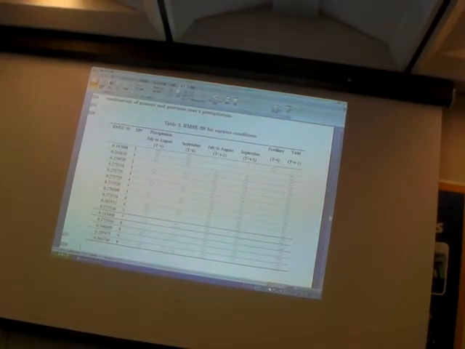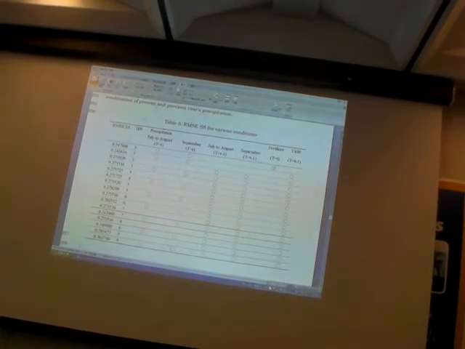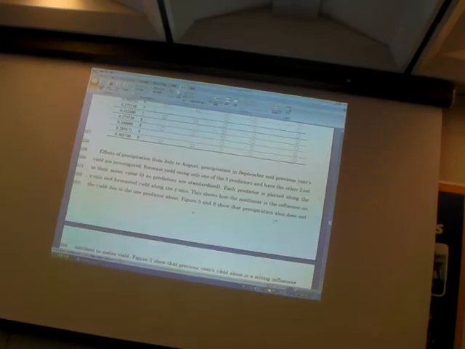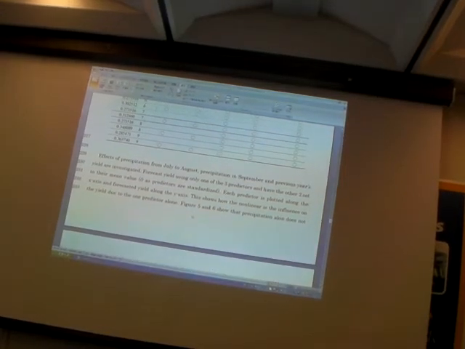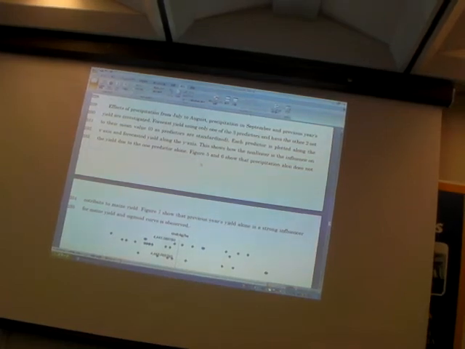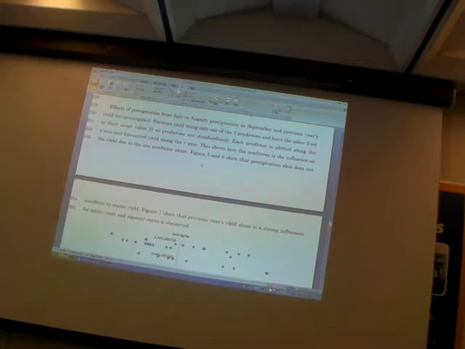So these are the results of all the combinations of the values. This is a control run using precipitation, the two present precipitations and fertilizer, and then using these kinds of combinations. The effects of precipitation from July to August, precipitation in September, and previous year's yield are investigated, and I wrote the mention about these results. Also, with the suggestion of Professor William Sensei, I conducted this portion to evaluate the effects of precipitation from July to August, precipitation in September, and previous year's yield, forecasting yield using only one of the three predictors and having the other two set to their mean value, zero, as the predictors are standardized.